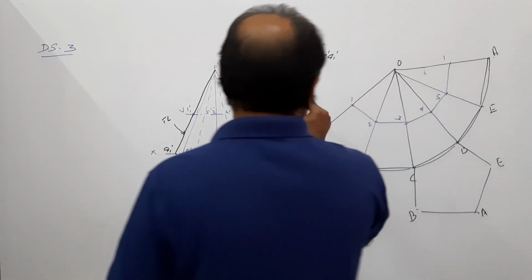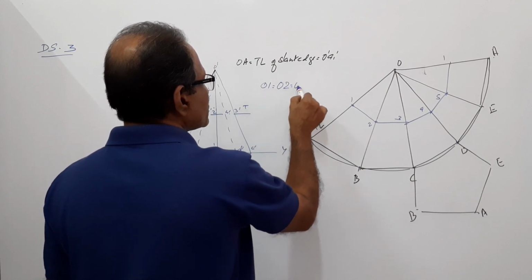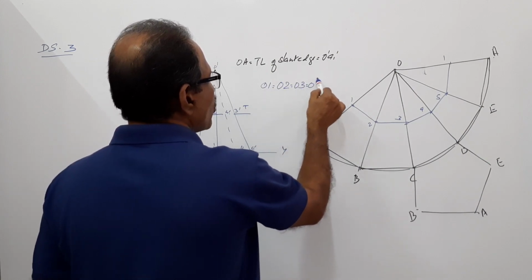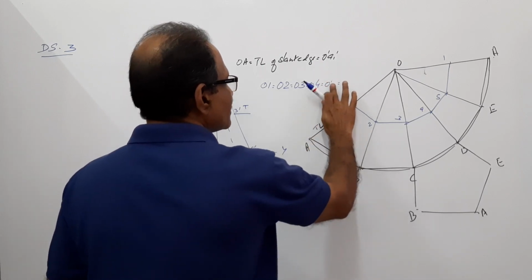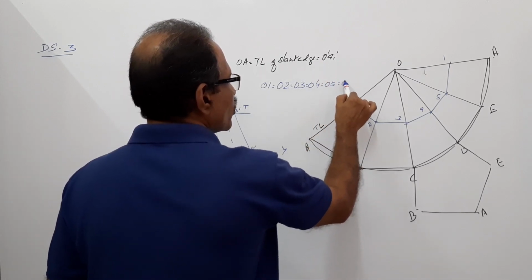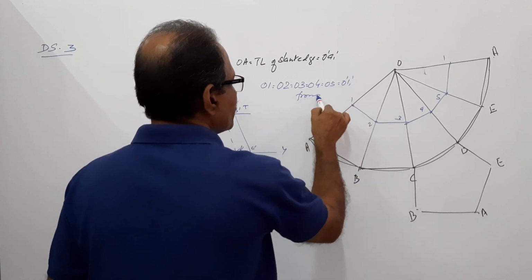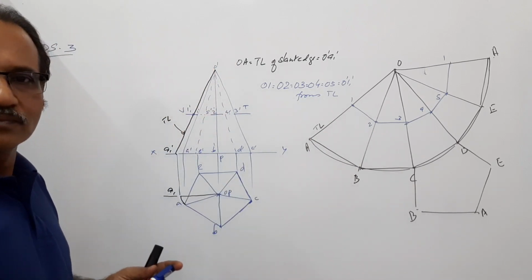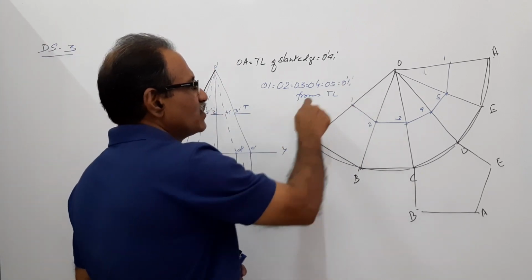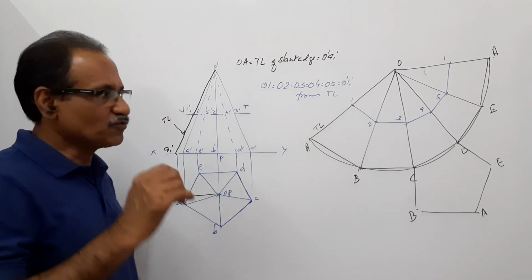What do you write here? You can write O1 equals, O2 equals, O3 equals, O4 equals, O5 equals what? O dash 1 dash from true length. Agreed? That's the first cutting plane, which is very simple.